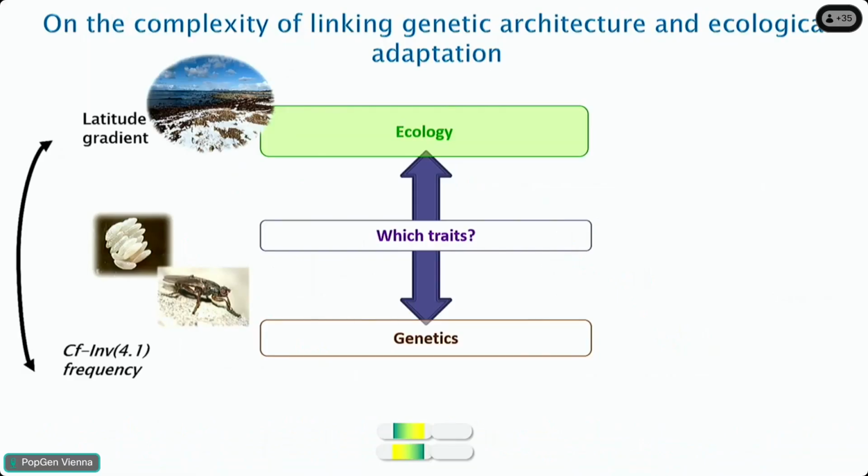The association with the latitude gradient is very clear. It's very strong. It's parallel, so it's unlikely that it's stochastic. Seeing this repeated makes it likely that it's selection. But the link with the phenotype is hard.